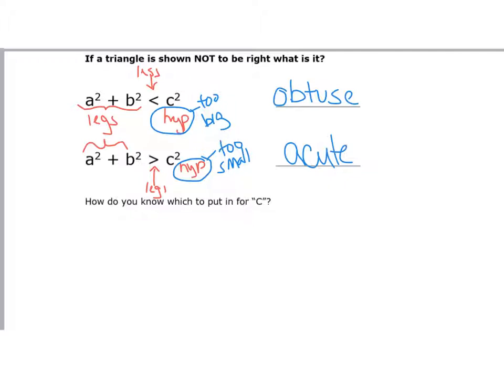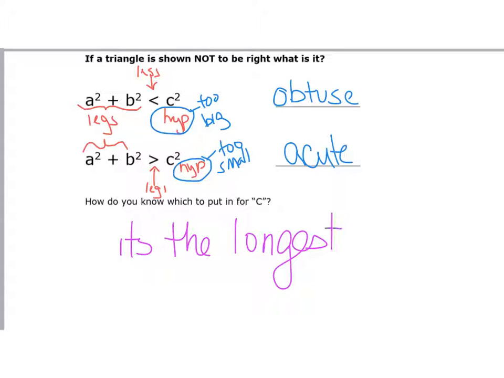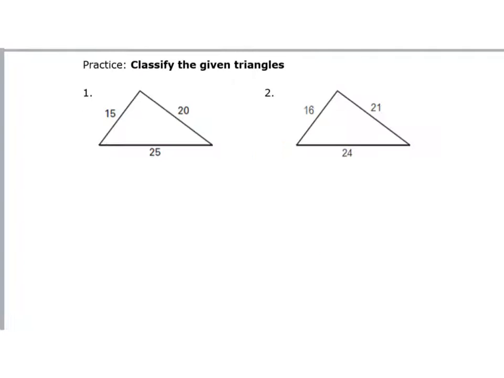Okay, well, what we want to know is, if it was a right triangle, how would I identify the hypotenuse? I know it's across from the right angle, but I don't know if it has a right angle. What else do I know about the hypotenuse? I know it's the longest side. So when you're given three sides, you want to use the one that's the longest or the biggest, okay? So let's do a couple of examples of this.